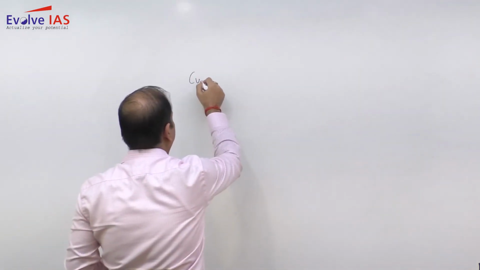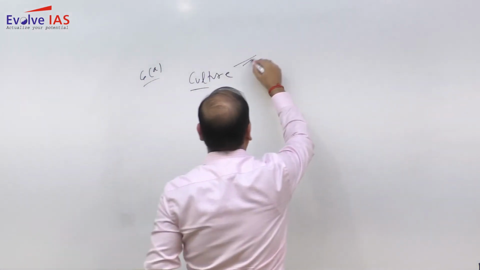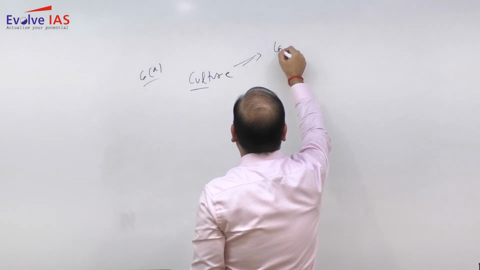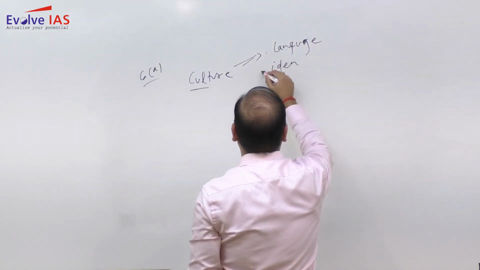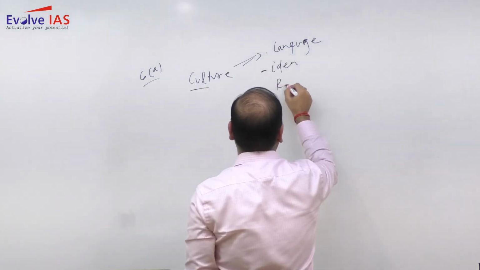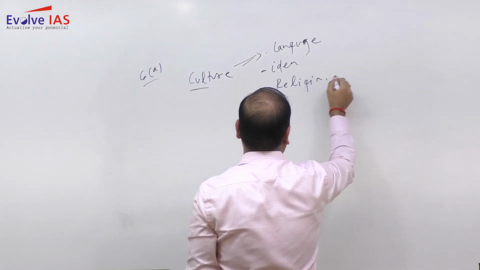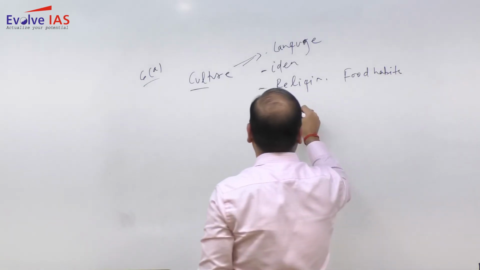Moving to the next question, 6a. Culture is a dynamic concept. Elucidate with example. Again, I have talked about a lot of things about culture. As far as culture is concerned, it is associated with language, ideas, how people think. It is associated with religion, food habits, festivals.